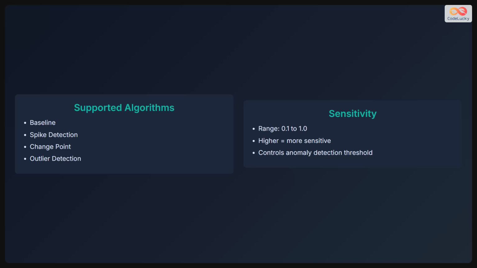The anomalies command supports several detection algorithms including baseline methods, spike detection, change point analysis, and outlier detection. The sensitivity setting ranges from 0.1 to 1.0, where a higher value means the command becomes more sensitive and will flag more potential anomalies by adjusting the detection threshold.